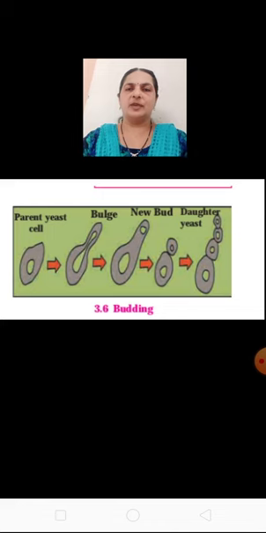Open your textbook if you have a textbook or PDF. Go through all this. These are simple as well as interesting. You can go through this and learn until I start with the next topic.